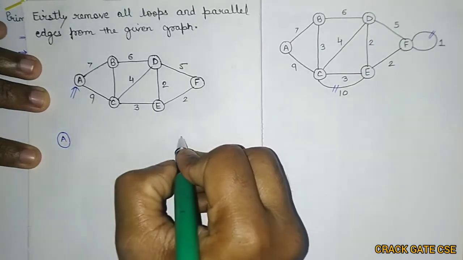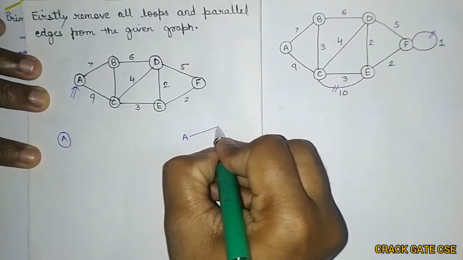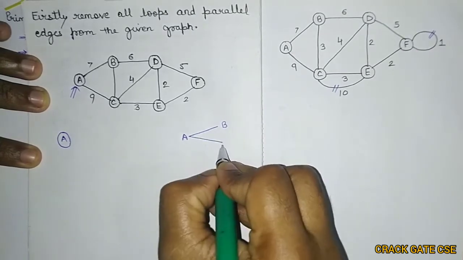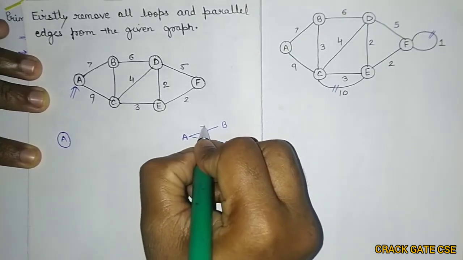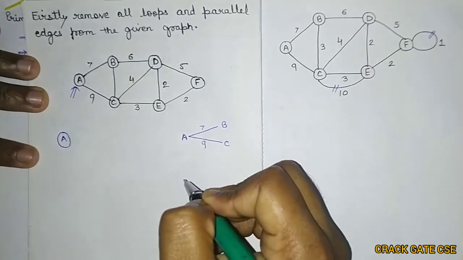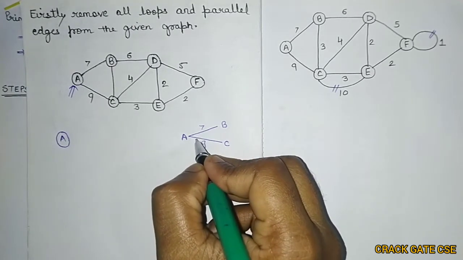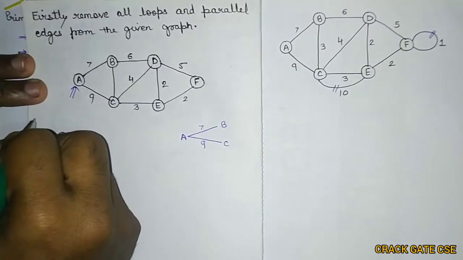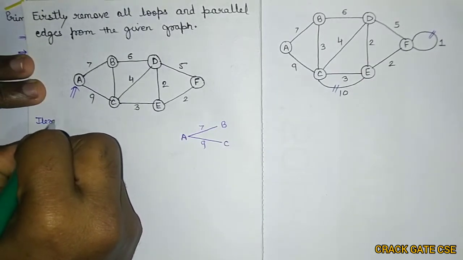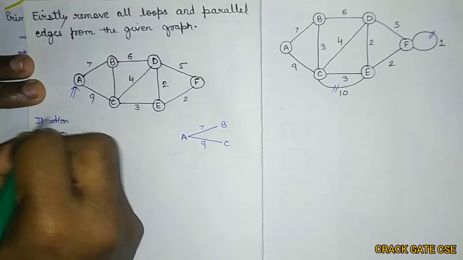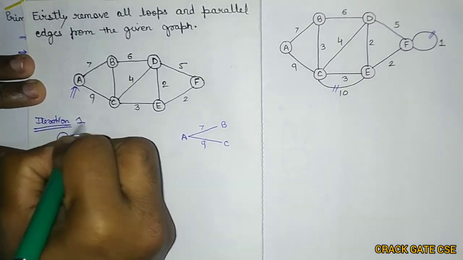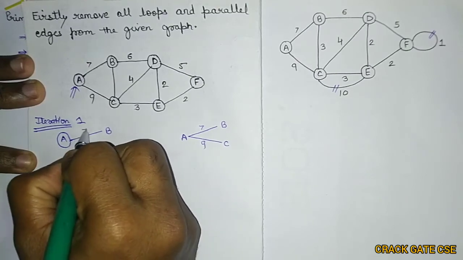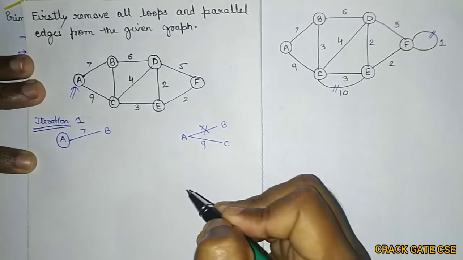Now I have to find out the adjacent edges from A. There is an edge from A to B, and there is another edge from A to C with weights 7 and 9. Out of these two we always need to select the edge with minimum weight. In the first iteration, I selected one edge, which is 7. So this 7 has been selected.